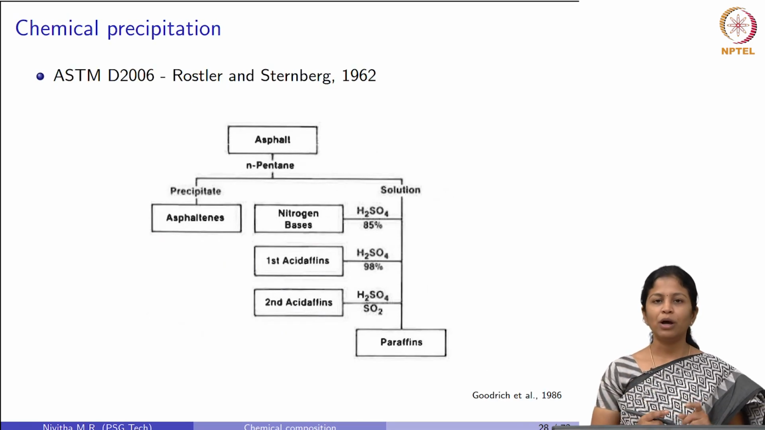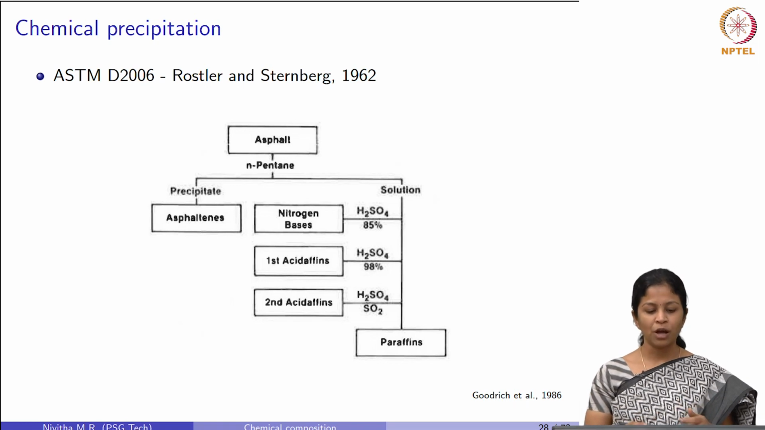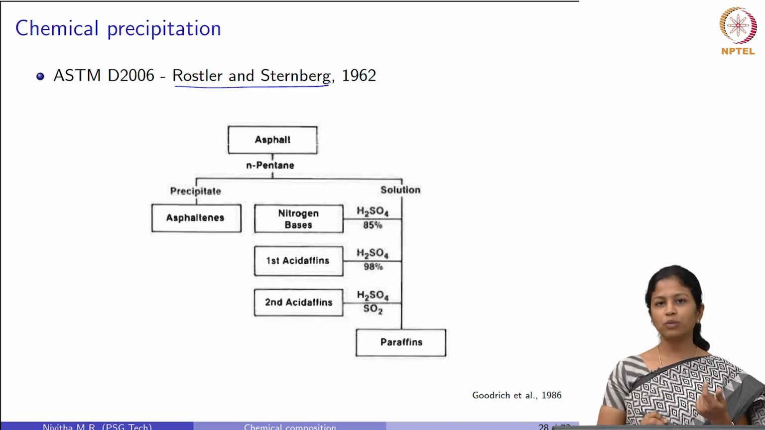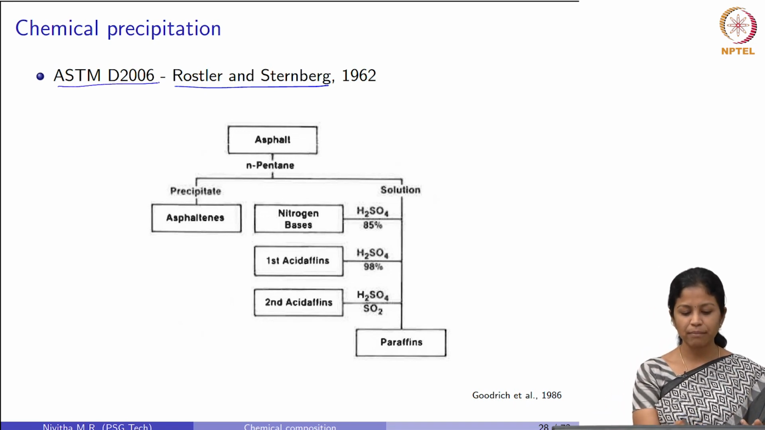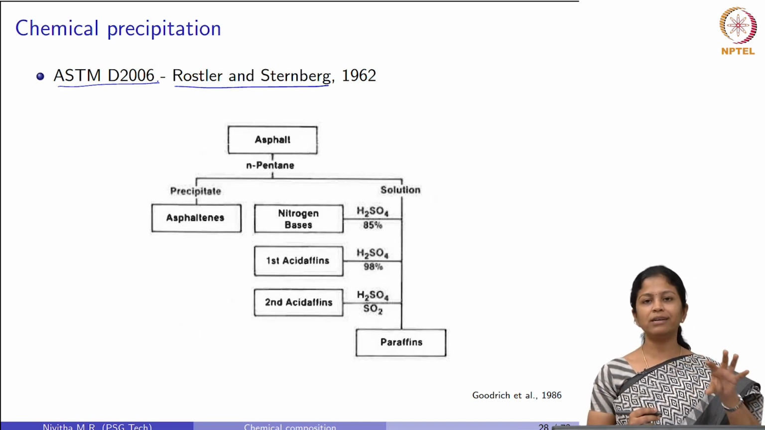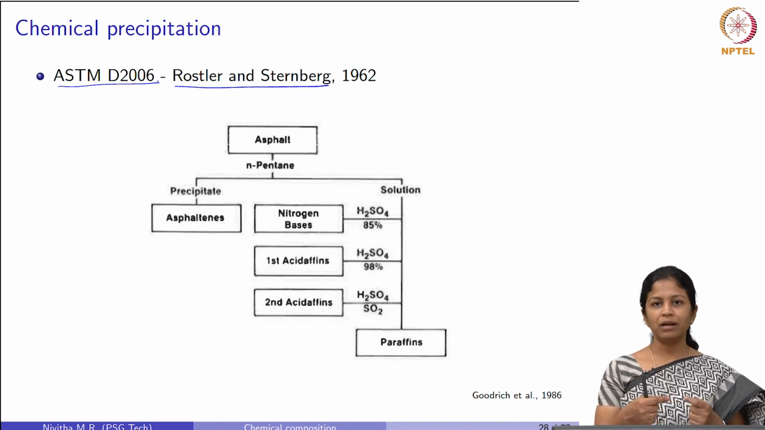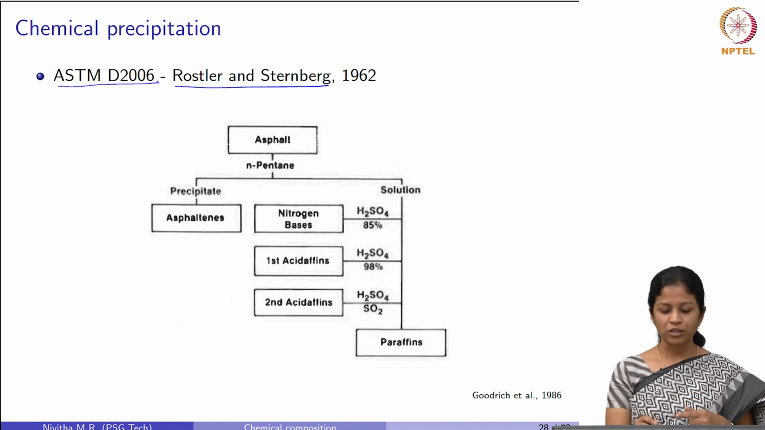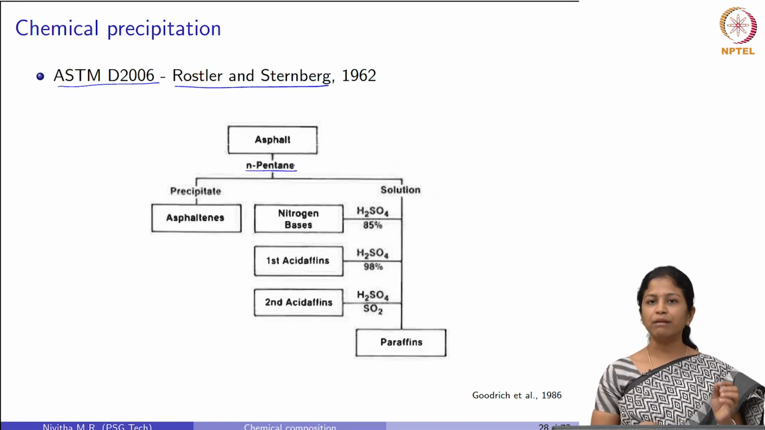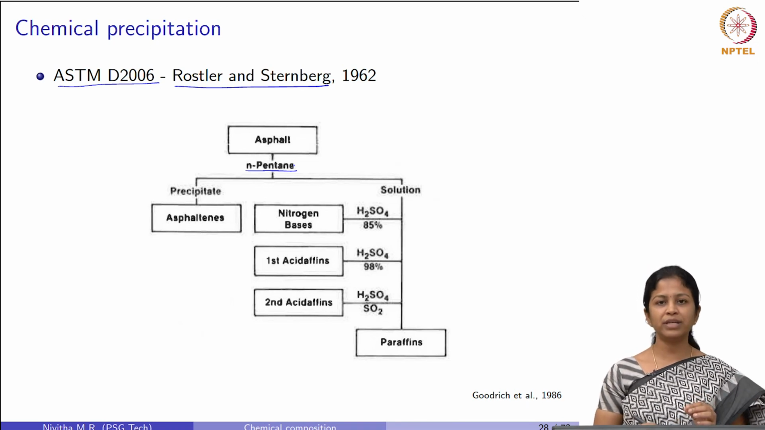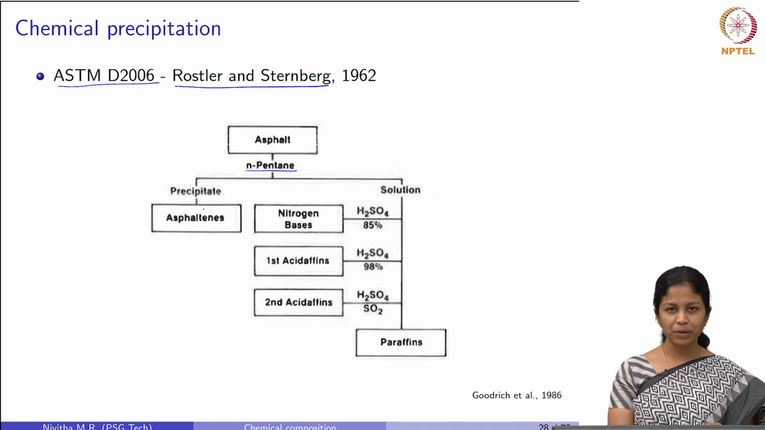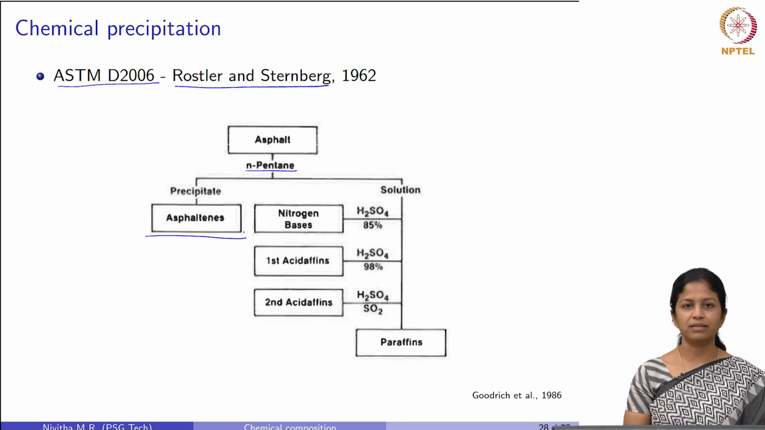The next procedure, which is based on chemical precipitation, was given by Rostler and Sternberg in the year 1962. This was part of the standard ASTM D4124. Here also we do an identical kind of procedure. We take bitumen and dissolve it in a particular solvent. Here N-pentane is used as the solvent. In the previous case, N-butanol was used as the solvent. After mixing bitumen in the solvent, whatever is precipitated is called asphaltenes.